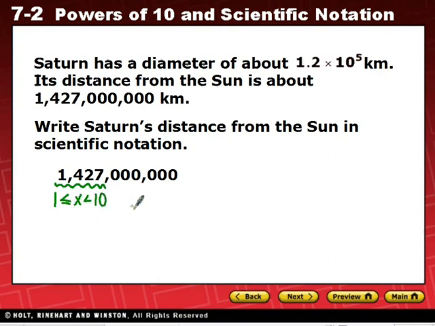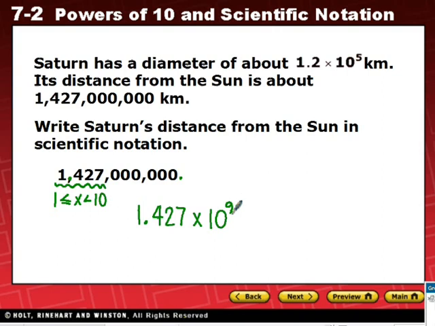So that would be 1.427, right? Because 14 is too big, 142 is too big. And then we imagine, all right, if I put the decimal there, how many places would I have to move it to get all the way back out to where my decimal really is? And we'd have to move it 3, 6, 9 times.